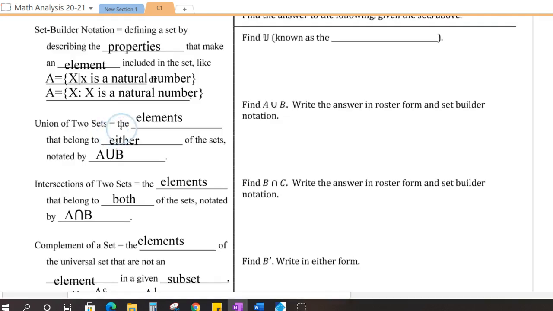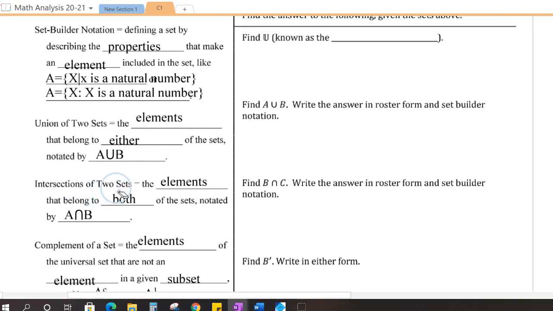A union of two sets are the elements that belong to either of the sets, notated by A union B. It looks like a U but doesn't have a tail. Normally we write U's with a tail. This one simply is the U without the tail.